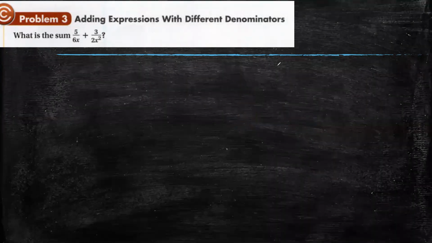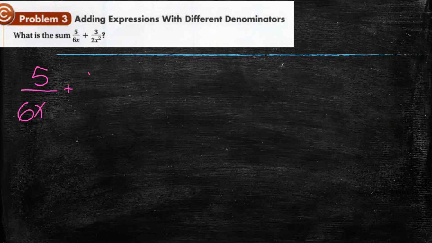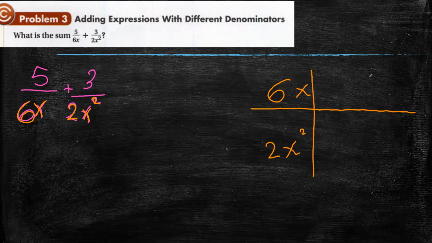So let's look at the denominators here. We have 6x and 2x squared. Bring them here. Now factorize them. 6 is 2 times 3 times x. And 2x squared is 2 times x times x.